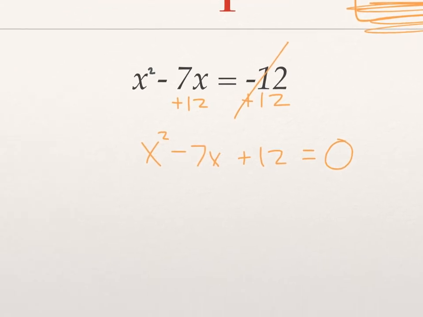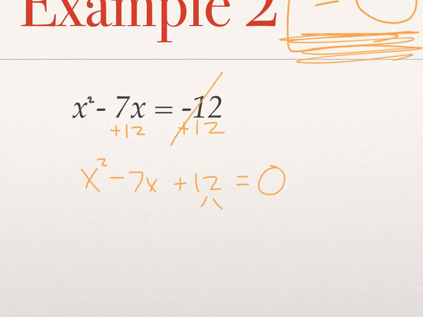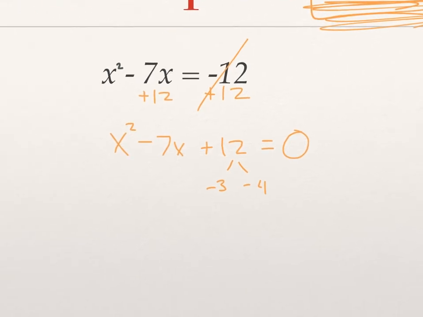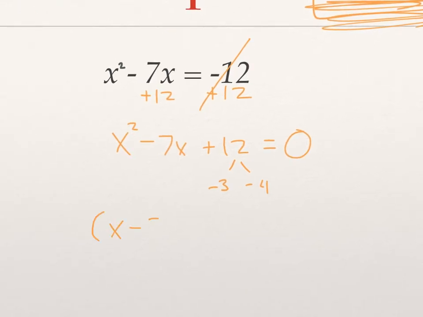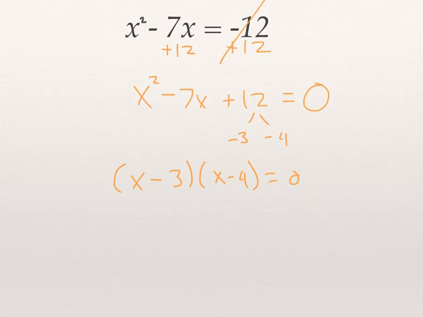So now let's go ahead and factor. What are two factors of 12 that add to negative 7? Negative 3 and negative 4. Perfect, those work. So we put them into our parentheses. x minus 3 times x minus 4 is equal to 0. Now from here, we split it up into two separate equations. We have x minus 3 is equal to 0, and x minus 4 is equal to 0. Yes, you have to show your work.